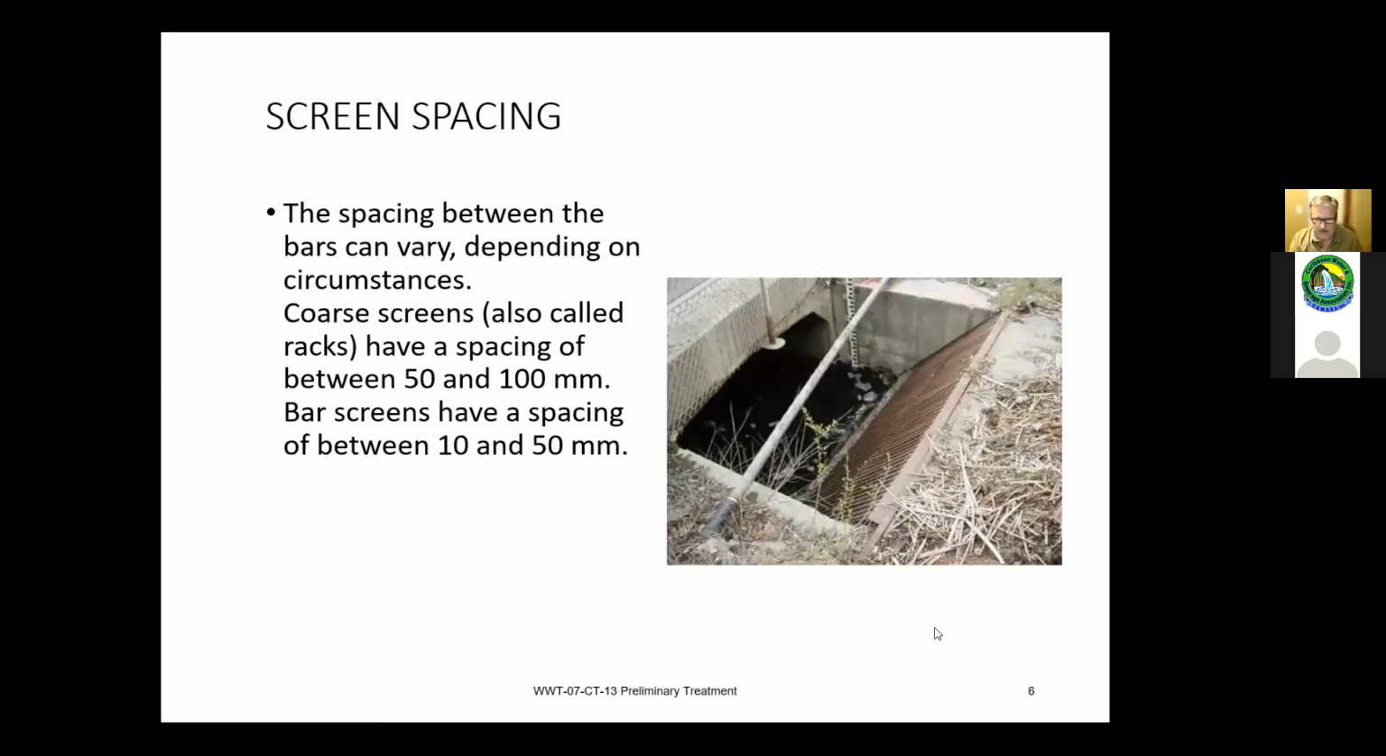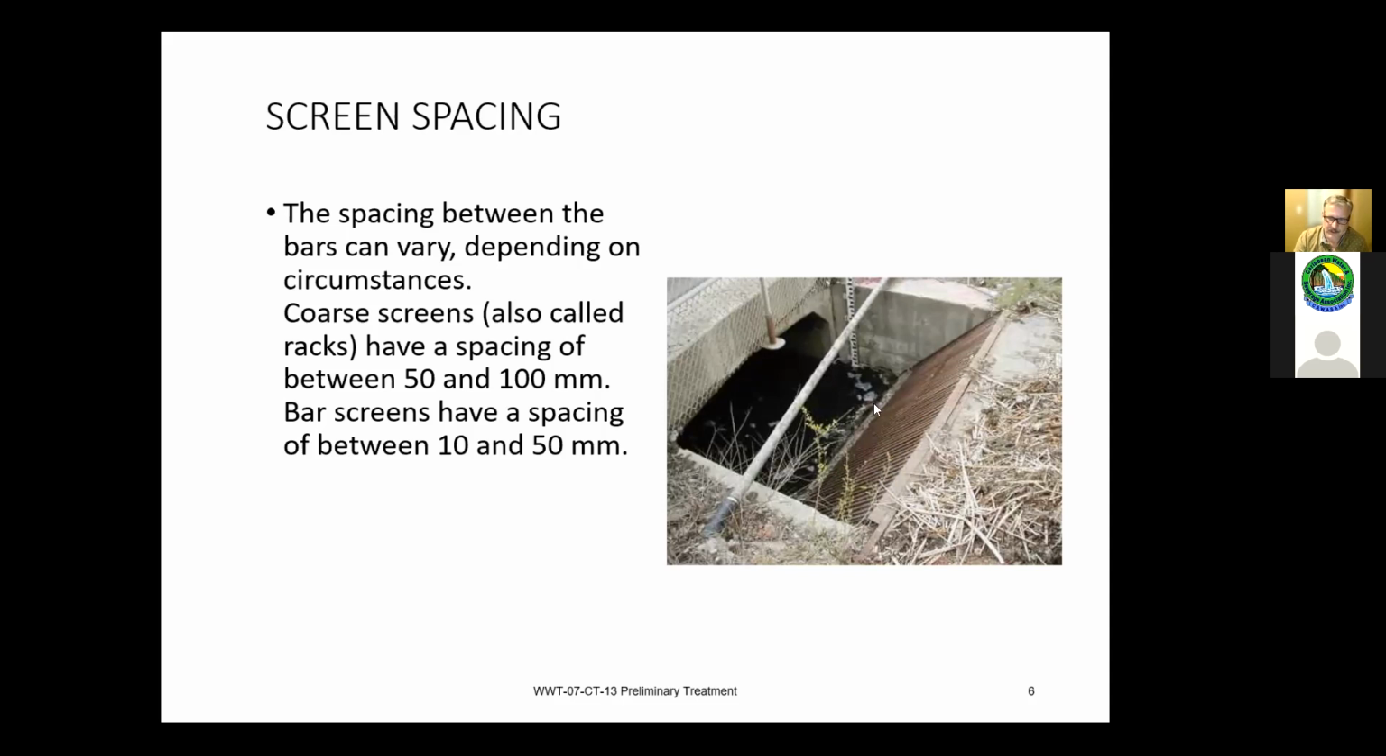This is a really good example of a manually cleaned trash rack in a collection system. The flow is moving this way through this channel. Any large debris that would plug or jam a pump is hopefully going to get removed from here. Typically you have to clean them manually. Of note, probably a third of this gate or trash rack is below the water level.